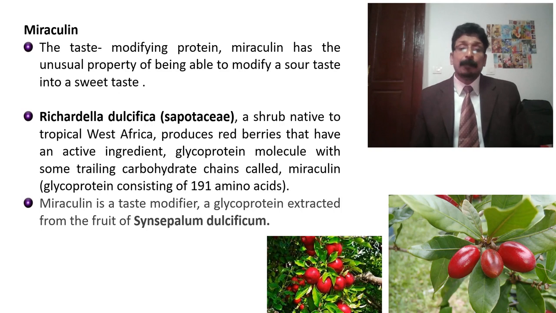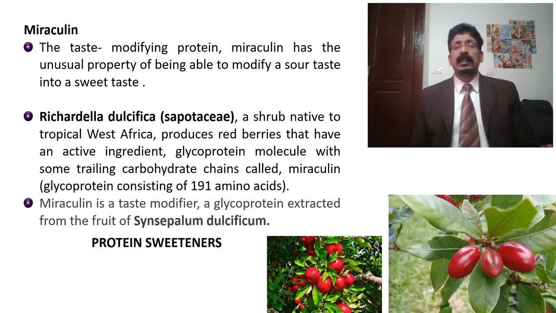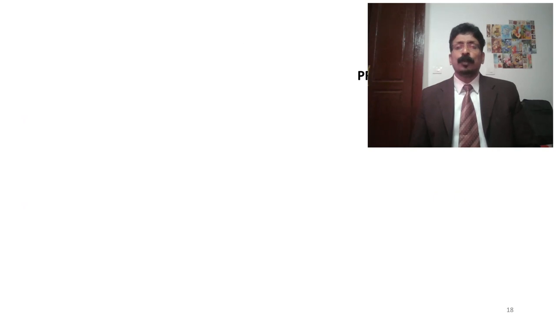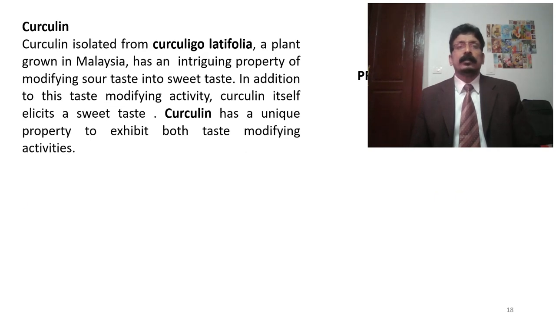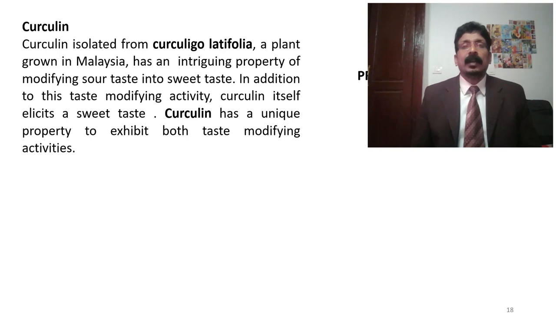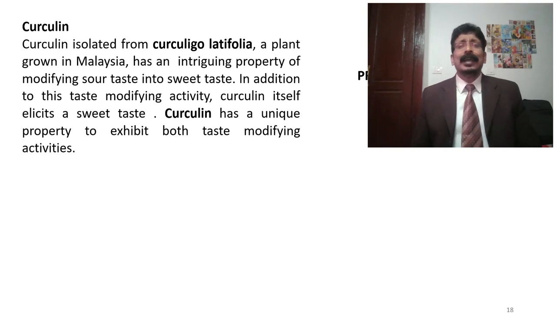Synsepalum dulcificum. See the fruit, a beautiful protein sweetener. Curculin, isolated from Curculigo latifolia, a plant that grows in Malaysia, has an intriguing property of modifying sour taste into sweet taste.